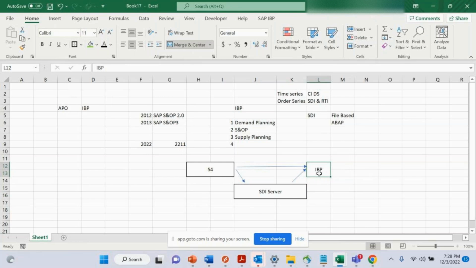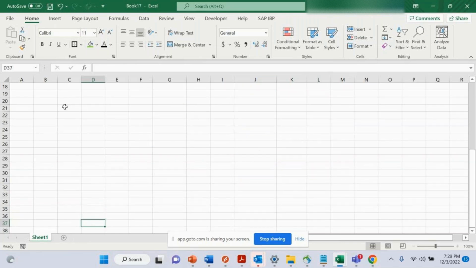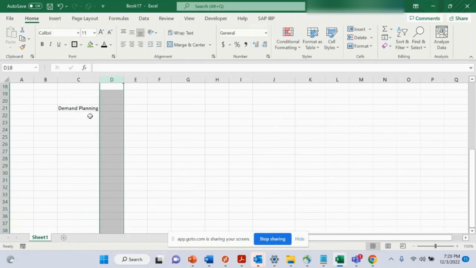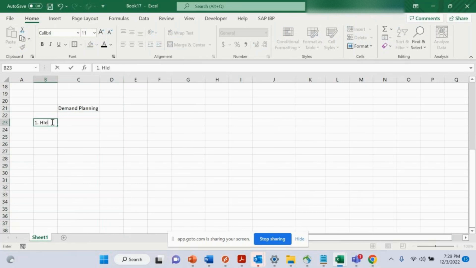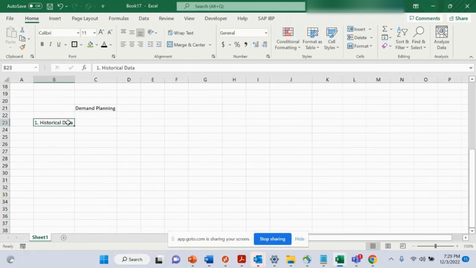Now coming to what we can do in IBP. In IBP there is demand planning, right? In the demand planning topic, if I go down and list the subtopics that we can do, the first step of demand planning is to load the historical data. What I mean by historical data loading is that we are loading the past shipment histories of the products which have already been sold, to generate the forecast for the future months.